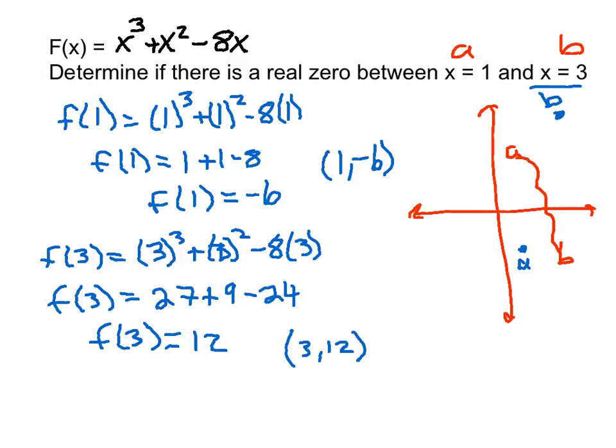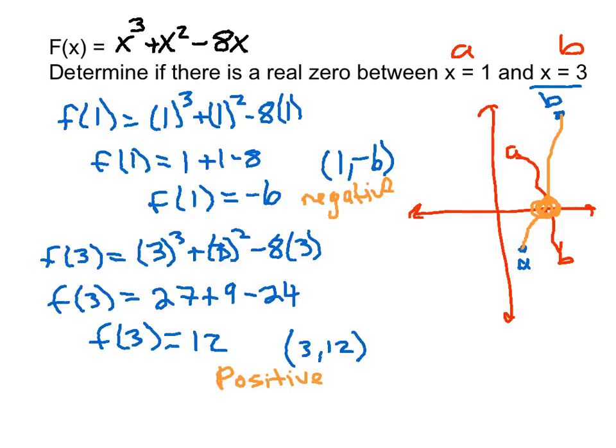Okay, since we see that when we plugged in f of 1, we got a negative value, and when we plugged in f of 3, we get a positive value, a positive 12. Since when we plug them in, one of them's positive and one of them's negative, we know that whatever's happening between those two values, it has to cross at a zero.